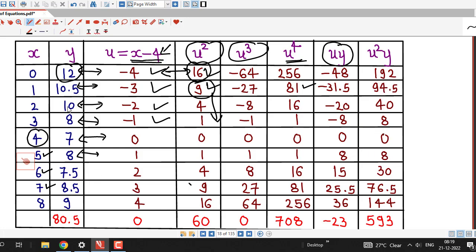After that I have to take total for each of these columns which is required. So this is the total for y values, sigma y. If we take total of u values, it is 0. Then sigma u square becomes 60, sigma u raised to 3 becomes 0, sigma u raised to 4 is 708, and this is sigma u times y, this is sigma u square times y.